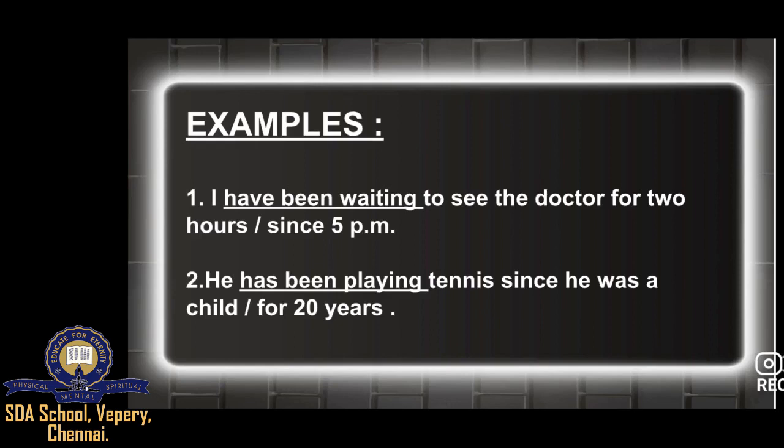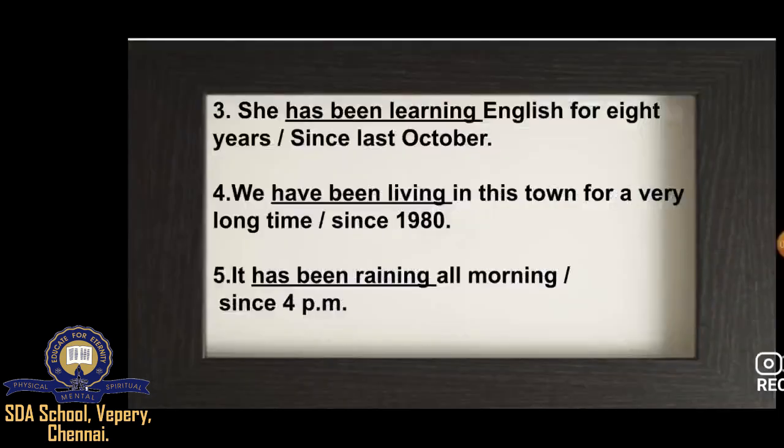Here's another sentence. He has been playing tennis since he was a child. He started when he was little, maybe when he was 5 years old, and he still plays. Let's say he's 25 now, so he's been playing tennis for 20 years. A few more examples. She has been learning English for 8 months or years. Next one. We have been living in this town for a very long time.